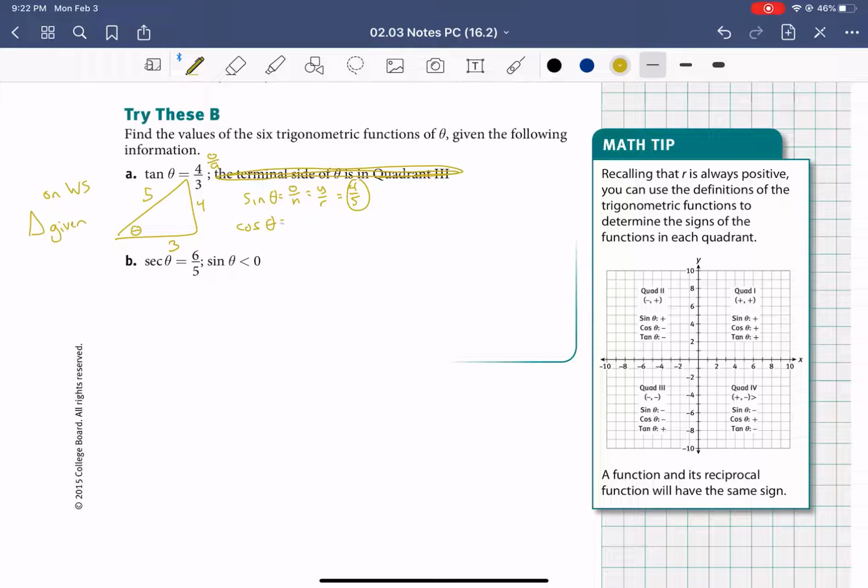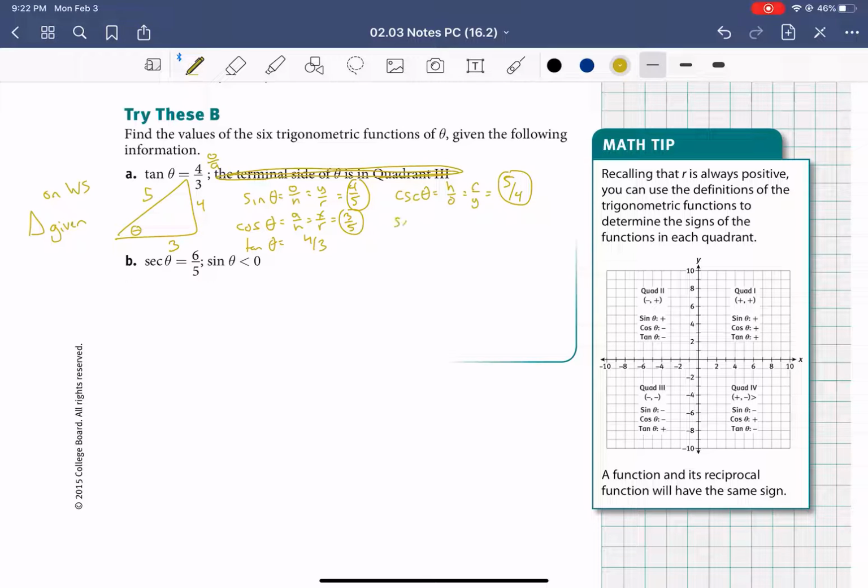Cosine theta, we have adjacent over hypotenuse, or x over r. So here we have 3 over 5. Again, simplified as it gets. Tangent, that's the work that was given to us. We already know what it is. So let's do the other stuff. Sine, its reciprocal function is cosecant theta, which is just flipping the fraction of sine upside down. So it was 4/5, now it will be 5/4.